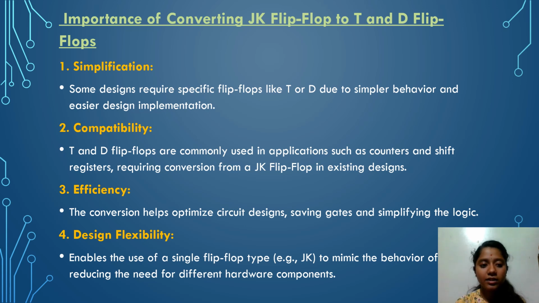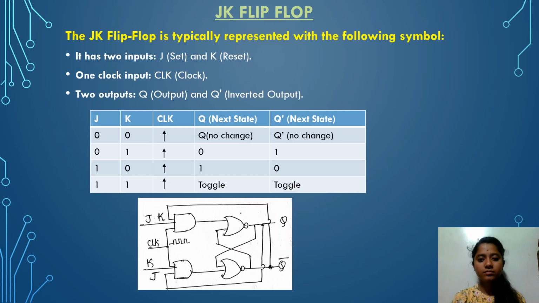The last thing is design flexibility. So it enables the use of a single flip-flop type, for example JK, to mimic the behavior of others, reducing the need for different hardware components. Now let us know a few things about JK flip-flop. JK flip-flop is typically represented with the following symbol. It has two inputs J and K. It has one clock input and two outputs Q and Q bar.